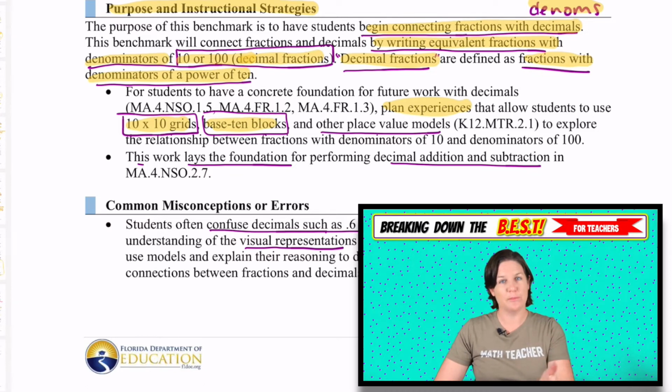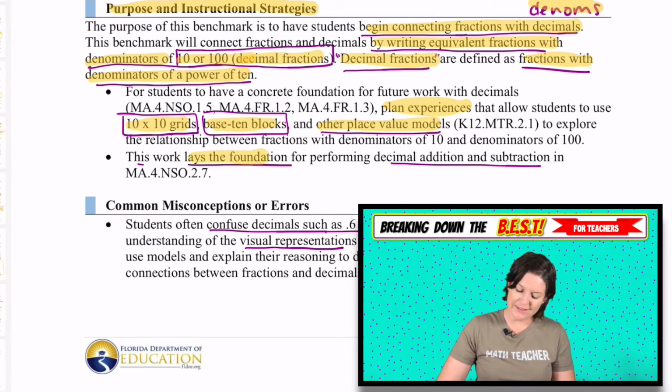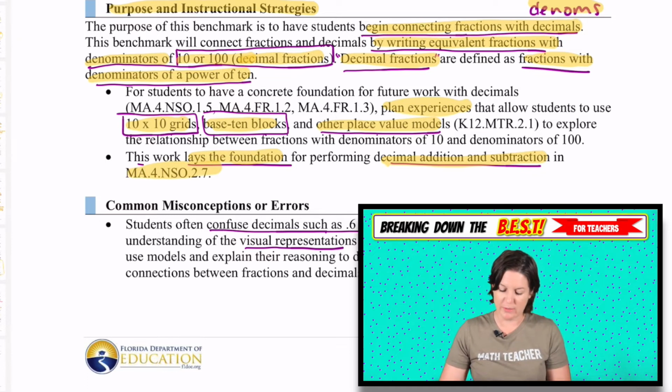That's something that you'll have to provide because it's hard to break that out in the videos and other place value models, but we will definitely focus on those 10 by 10 grids. This work lays the foundation for performing decimal addition and subtraction in that 4th grade standard that we talked about. It also lays the foundation, like we said, for the 5th grade adding and subtracting with unlike denominators, being able to convert them into equivalent fractions.